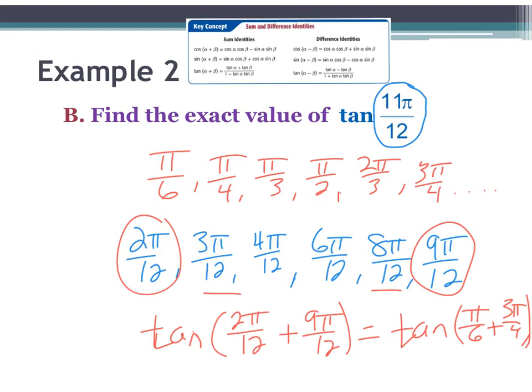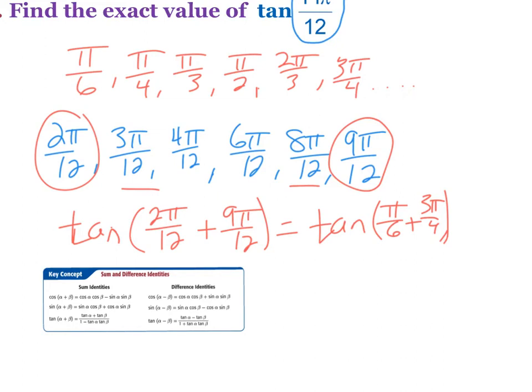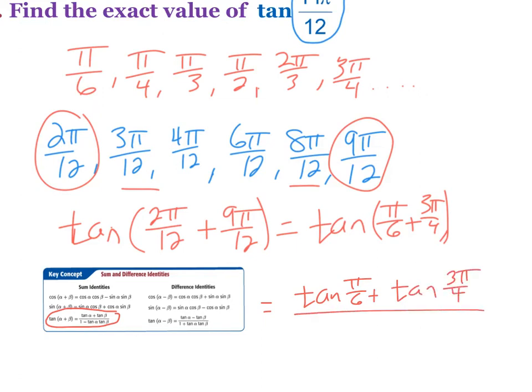But once you figure out the two radian measurements, then it's just applying that formula here, which in this case, it looks like it's going to be the tangent of alpha plus beta, where alpha is pi over 6 and beta ends up being 3 pi over 4. So if I apply the formula now, which is tangent of alpha plus beta, then it would be tangent of pi over 6 plus tangent of my beta, which is 3 pi over 4, over 1 minus tangent of pi over 6 times tangent of 3 pi over 4.